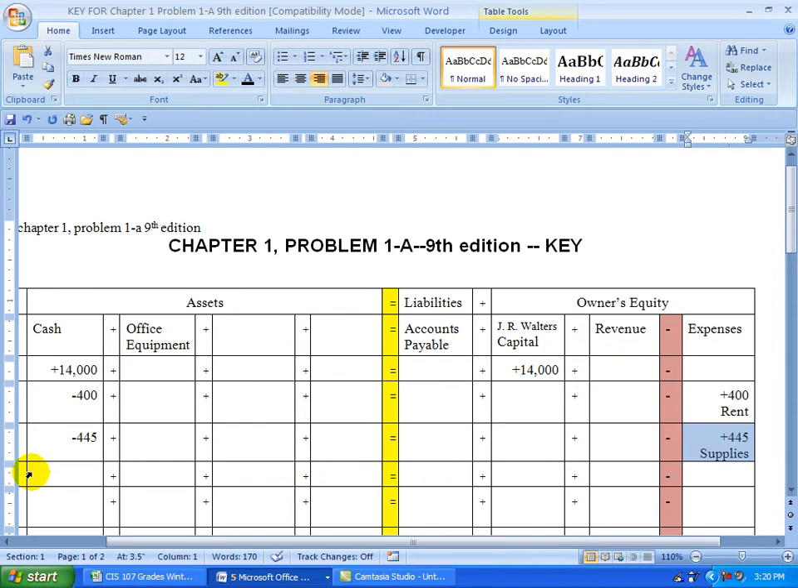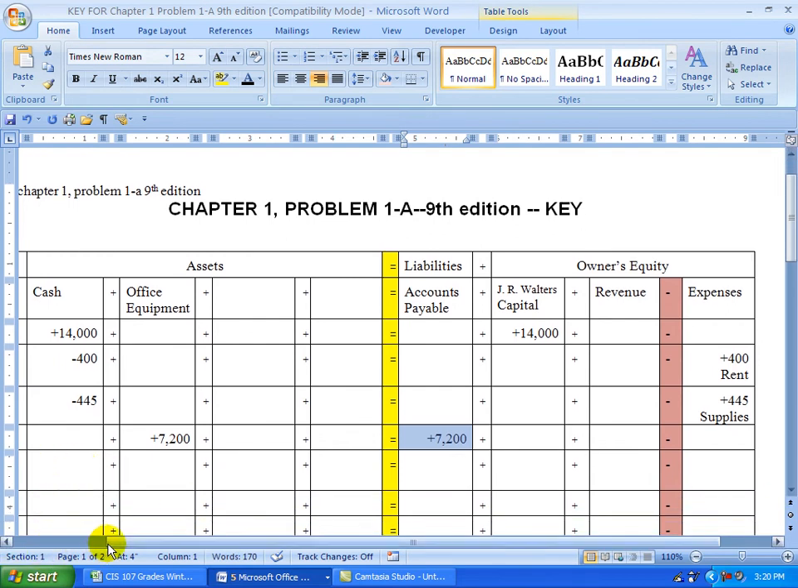Okay, looking at the next one, we bought office equipment on account from Bellows Brothers for $7,200. Our office equipment is getting bigger, so we go to the office equipment column. We're going to put a plus 7,200 there to show that that account is getting bigger. The amount that we owe people is also getting bigger. Accounts payable are accounts that we have to pay later. Okay, and so accounts payable is going from 0 to 7,200. Therefore, it's a plus.